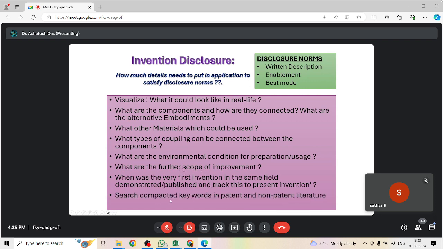Then search the keywords in patent and non-patent literature, both, because many times they check non-patent literature also, not only patents. So you have to search for that. We'll see how to search.